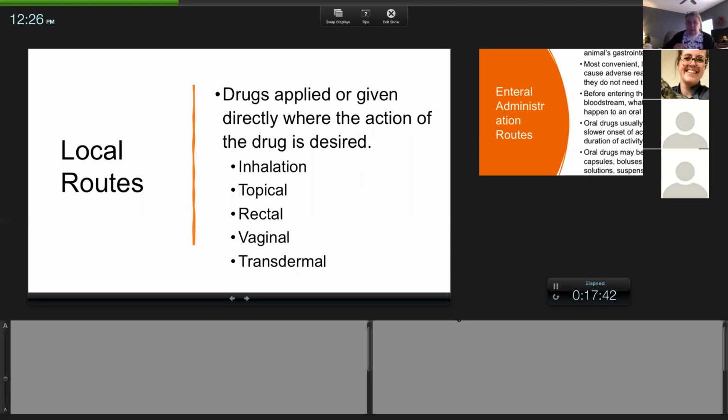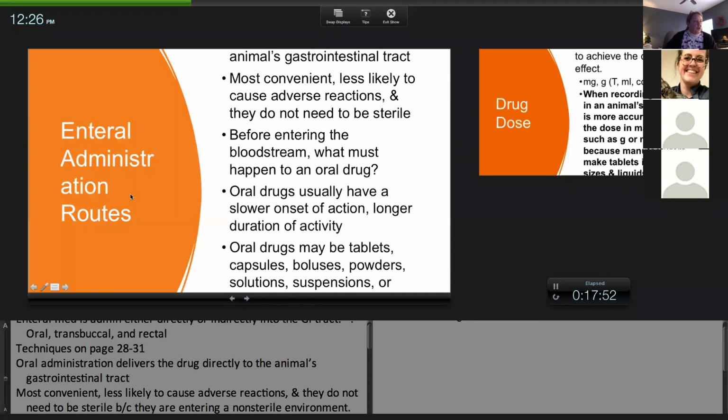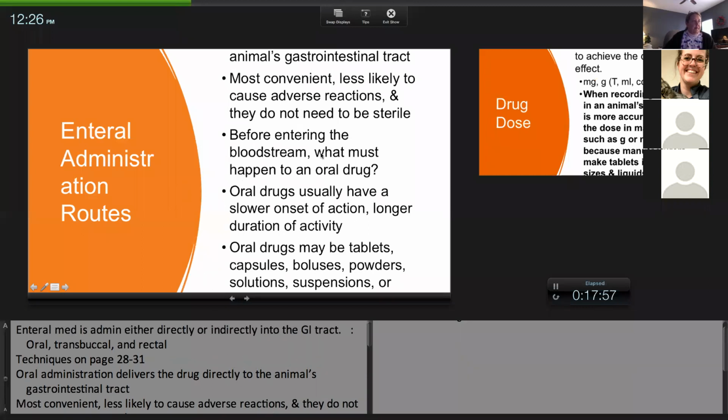We can give it rectally if they can't take it orally, for example if they were anesthetized, and it'll get absorbed. Now, when we talk about enteral, which is obviously going through an animal's GI tract, first of all, handling doesn't have to be as sterile because you're going through the GI tract. There's less of a chance of adverse reactions, unless you give the wrong amount, like double the dose.